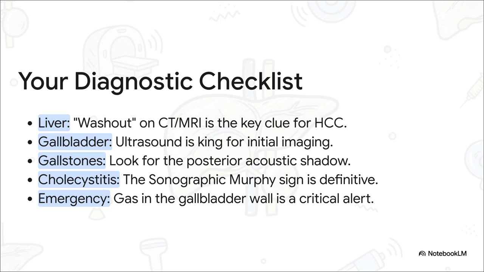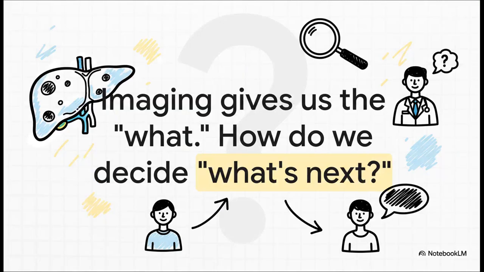When you're thinking liver, that washout pattern on CT or MRI is the huge clue for HCC. When you think gallbladder, just remember ultrasound is king. For gallstones, you've got to look for that posterior acoustic shadow. For acute cholecystitis, that sonographic Murphy sign is what clinches the diagnosis. And for a true emergency, gas in the gallbladder wall is the 5-alarm fire you absolutely cannot miss. And just like that, our investigation is closed.